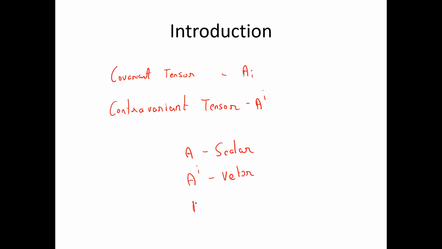And a tensor of two indices is a matrix, and so on. Okay, so we can have higher indices. The number of indices is called the rank of the tensor. Now, why do we have these indices? So what does this mean?